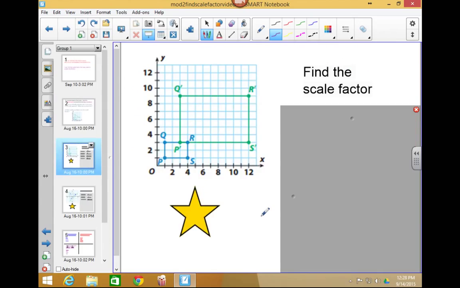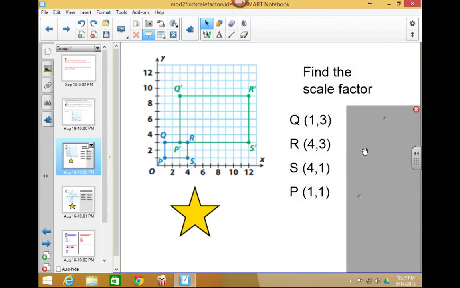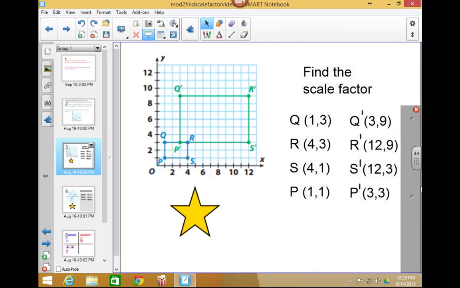So in my first example, you see the dilation is already done for you. The figure was enlarged because the green rectangle has the prime symbols. So I know my scale factor must have been greater than 1. I just don't know what it is. So to help me, I'm going to write down the coordinates of the blue rectangle, the original, and I'm also going to write down the coordinates of the green rectangle, which are the image.